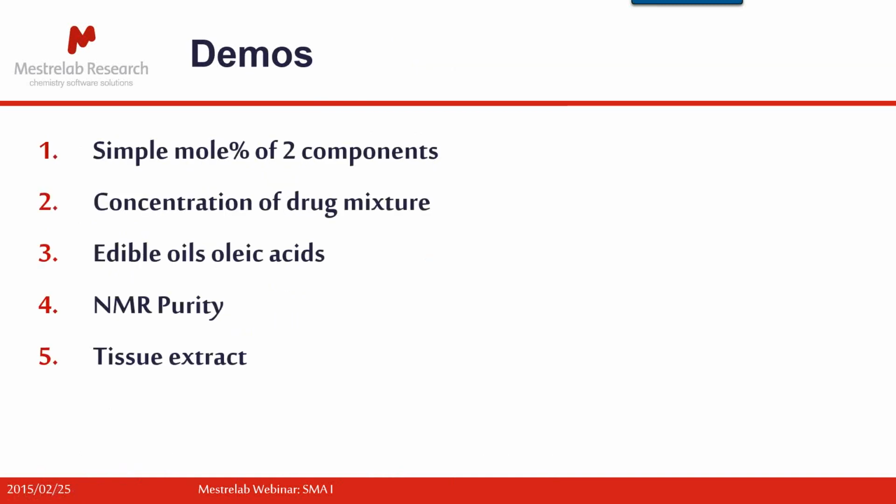So I've got 5 of these for you today. The first of these is going to be a simple mole percentage of 2 components, and that's a very simple example. Then I'm going to look at the concentration of a drug mixture, some edible oil oleic acid determinations, classical NMR purity determination, and finally a slightly more challenging one where I'm looking at a tissue extract and trying to determine the concentrations of the various amino acids in there.